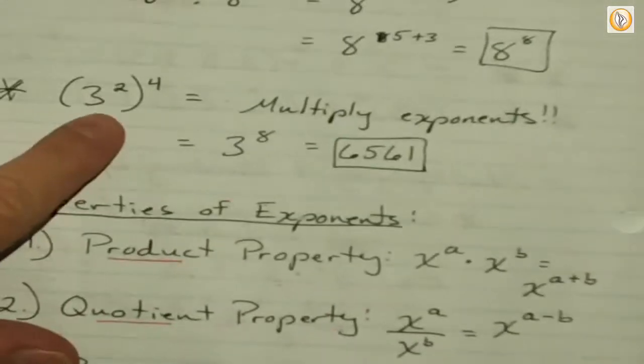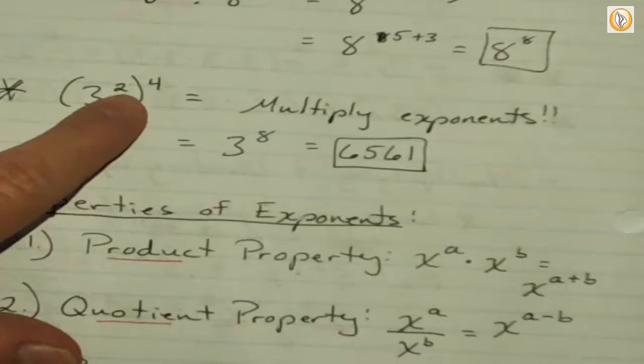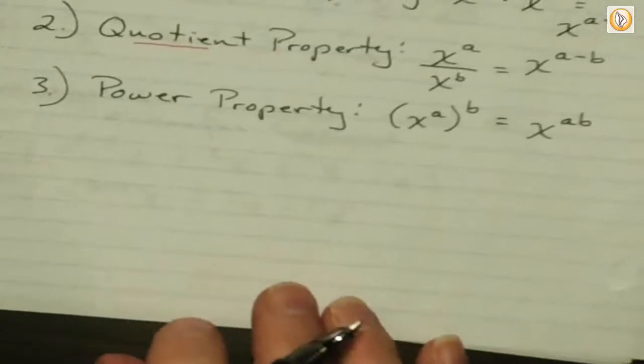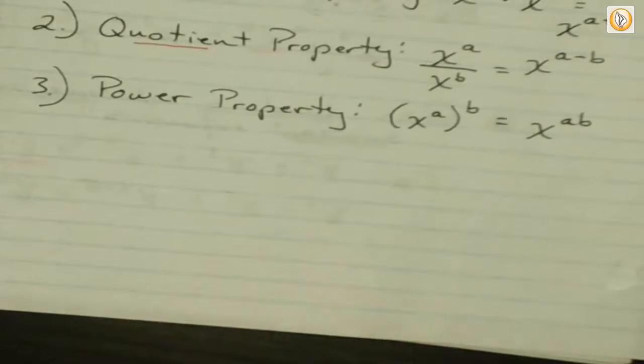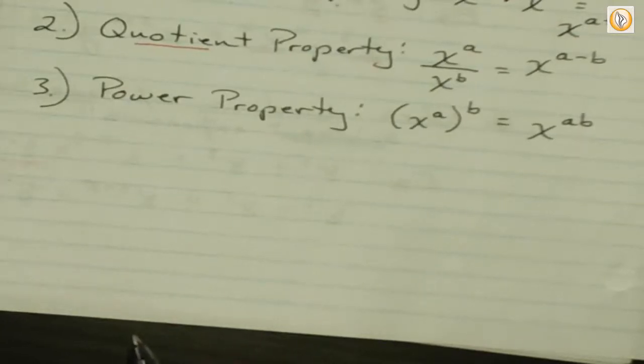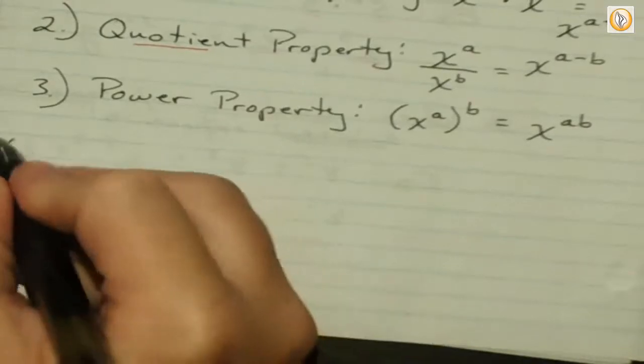Right here. When you have the exponent on the inside and outside, you multiply it. Any questions so far? All right, I got more for you.